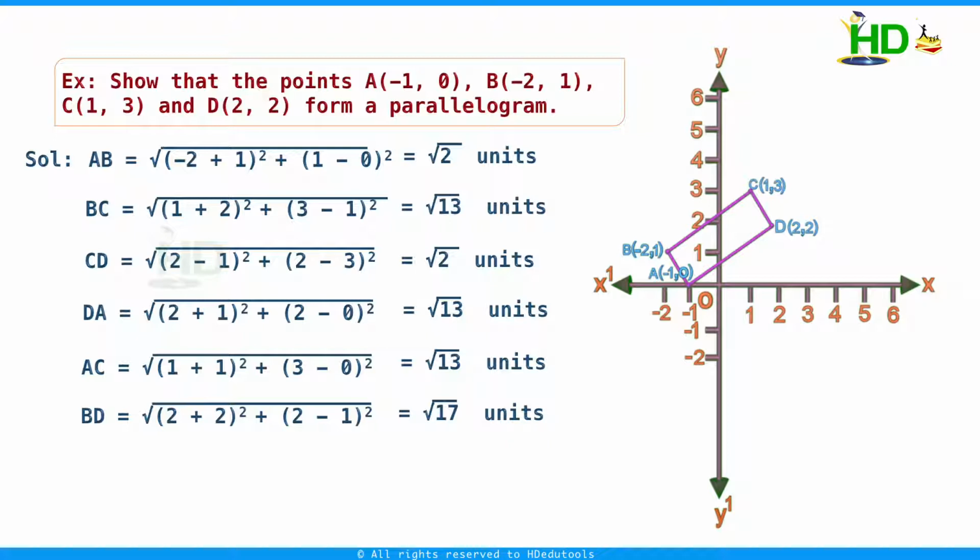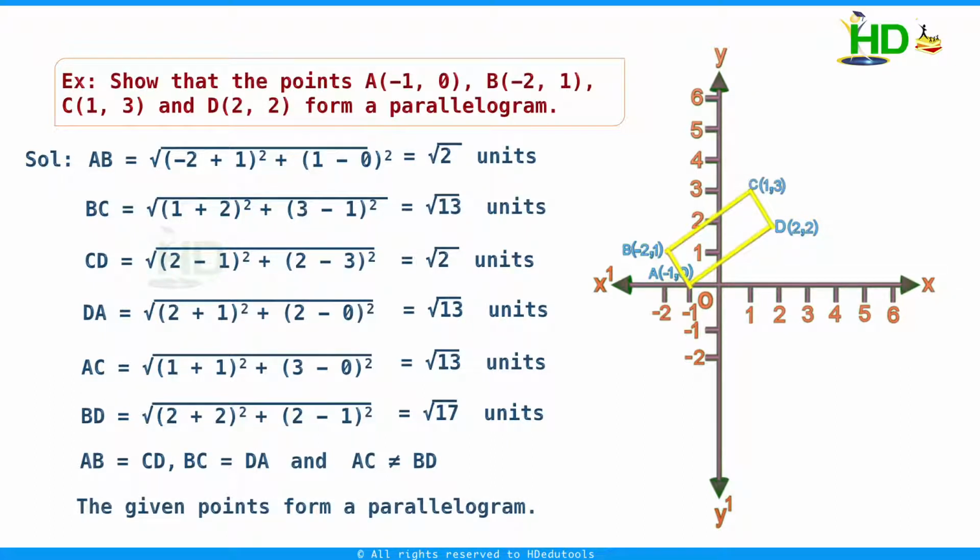Now from this result it is clear that AB equal to CD, BC equal to DA. That is opposite sides are equal. And AC not equal to BD, the diagonals are not equal. Therefore, this quadrilateral is a parallelogram.